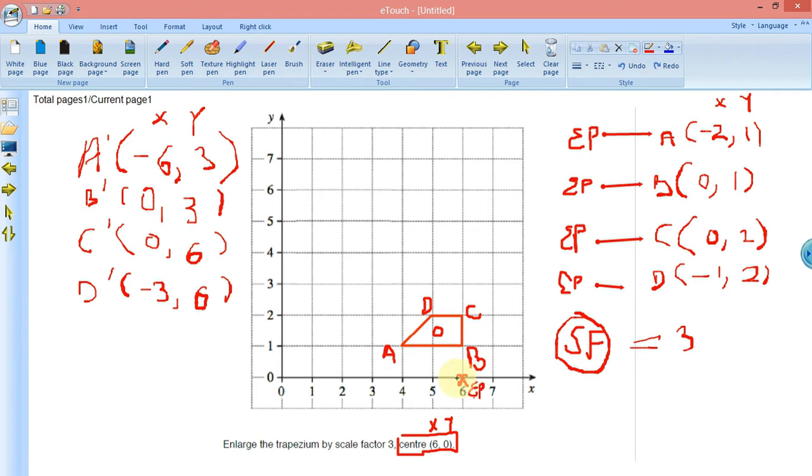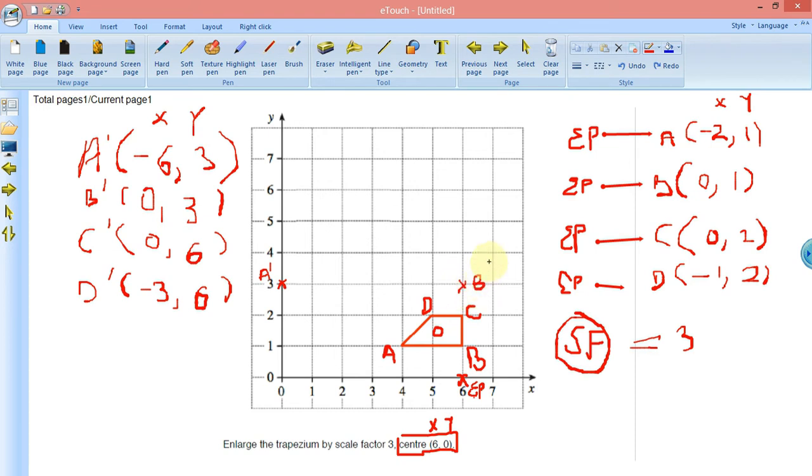So 6 steps to the left, 1, 2, 3, 4, 5, 6. Then 3 steps up, 1, 2, 3. So this will be the new A. This is my A prime now. So that's my A prime. So from the enlargement point again, go ahead and do 0, 3. 0, 3 means that you are not going to move either to the left or right. You just go 3 steps up. So 3 steps up now, 1, 2, 3. So this will be my B prime.